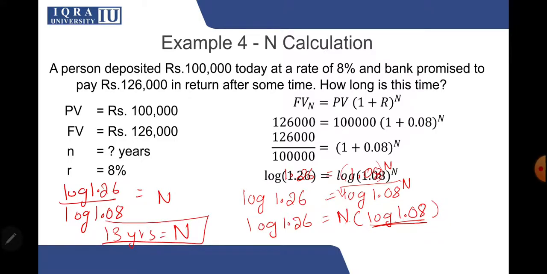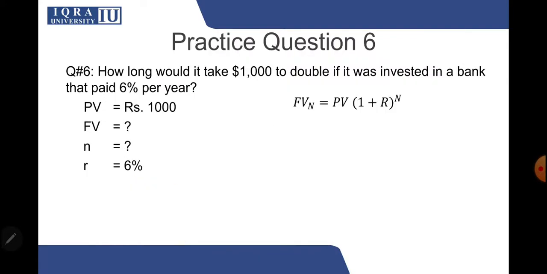Similarly, we're going to do one more practice question so that this sinks in. How long would it take 1,000 to double if it was invested in a bank that paid 6% per year? So now you know that you're going to invest 1,000, but they haven't even given you the future value. But they have said, how long would it take 1,000 to double? So the double of 1,000 is 2,000. So they haven't given you the future value, but they have told you what they want the future value to be. The double of 1,000 is 2,000, so that is the future value.